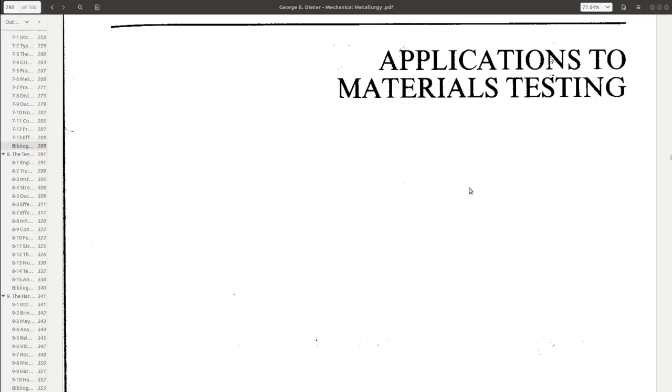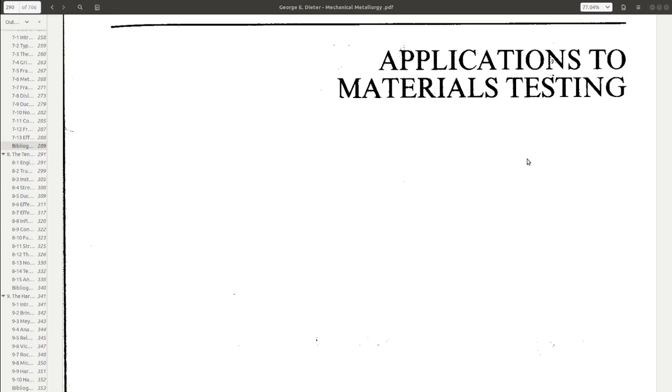Okay, in this series of lectures, what we are going to discuss is materials testing. Say you have a structure, and that structure is bearing some load, and you want to know as a result of that bearing load what will be the deformation.